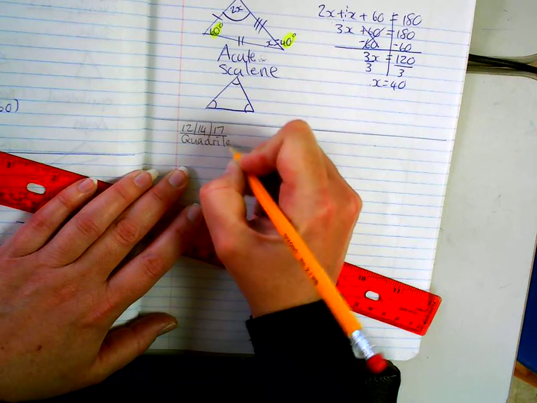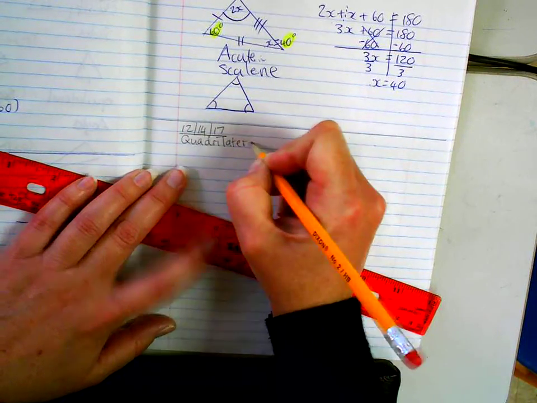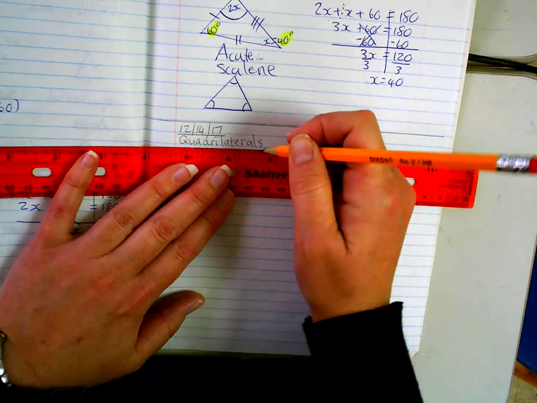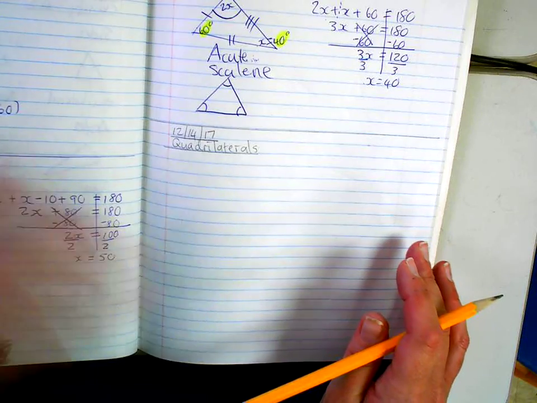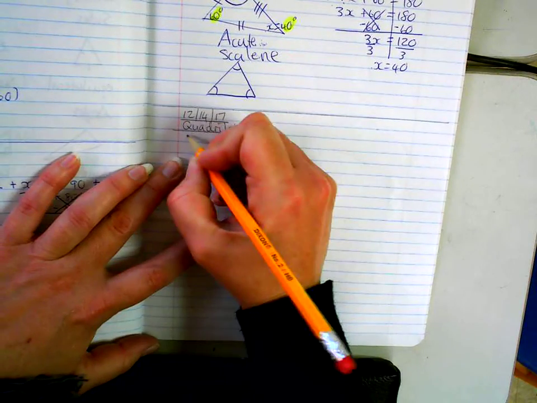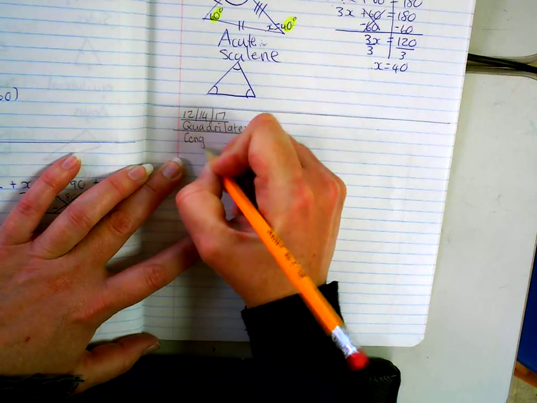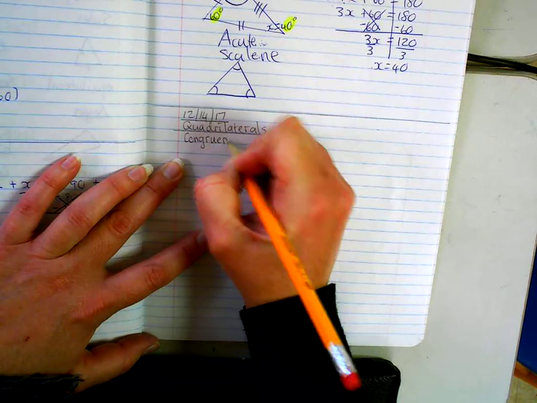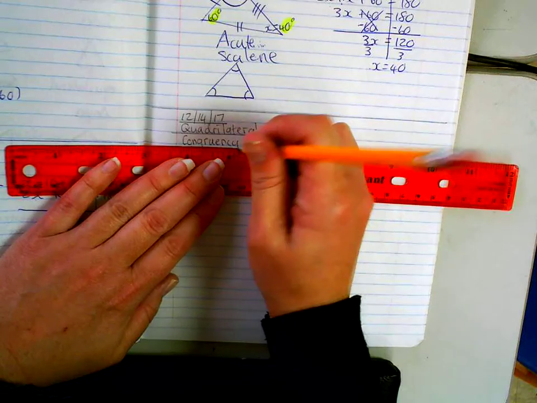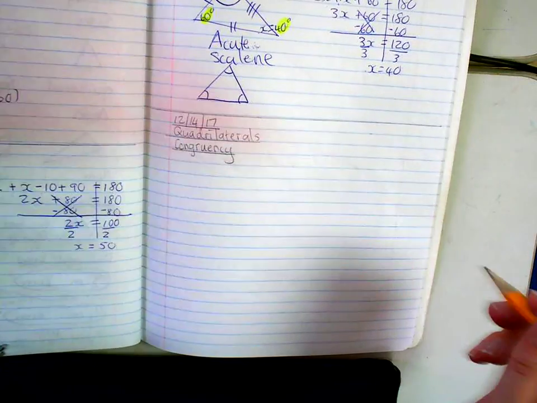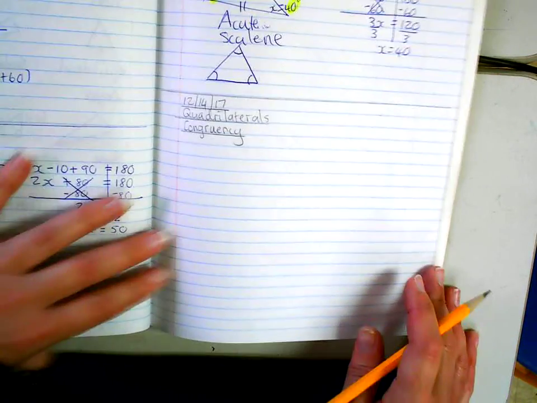Today we are going to talk about quadrilaterals. We're going to be drawing some of them and naming them. We are also going to do congruency. When we get to congruency, I'll explain it to you. It's the easiest thing ever. Okay, so quadrilaterals.